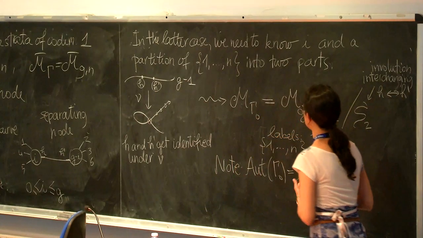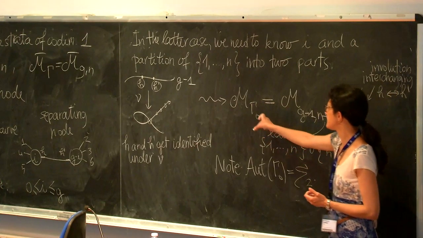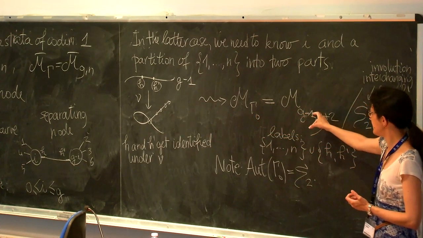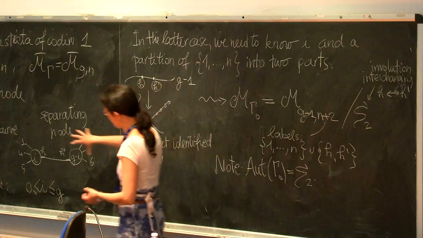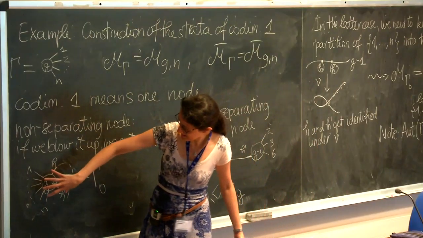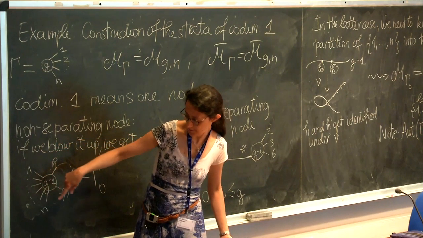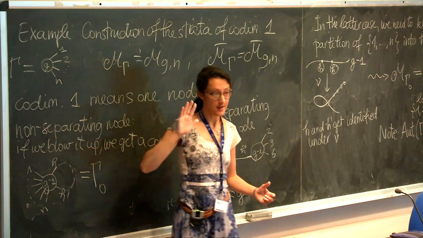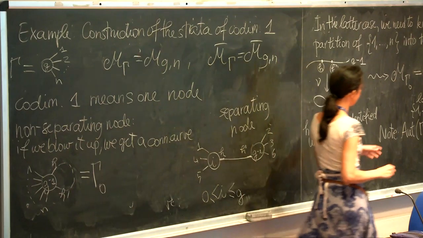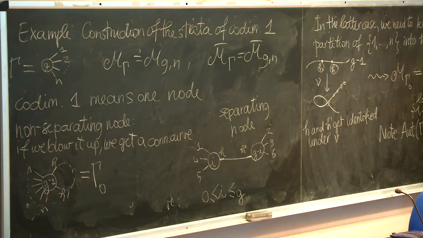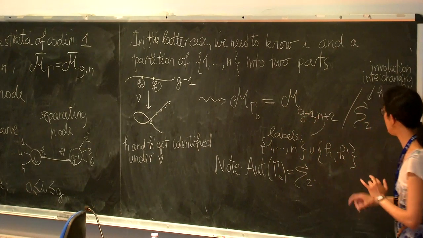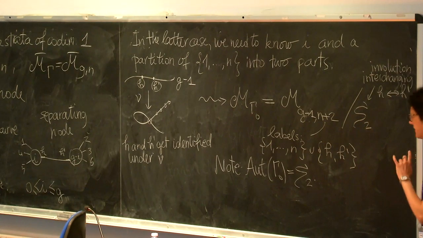So what this suggests is, if we want to construct a stratum, then we need to isolate what happens at all vertices, look at the number of special points we have on them as a labeling, and then take the product over all components and then divide by the automorphism group of the graph.